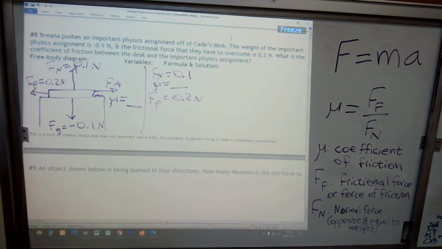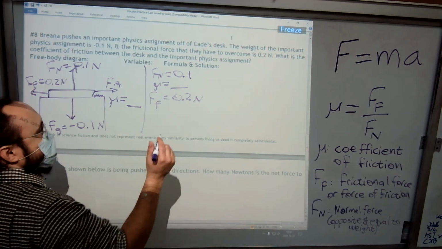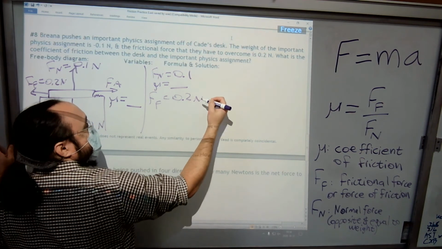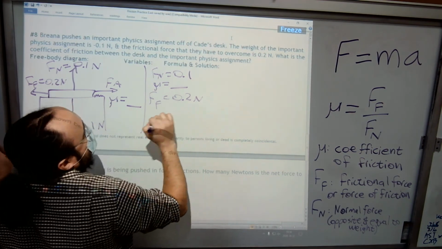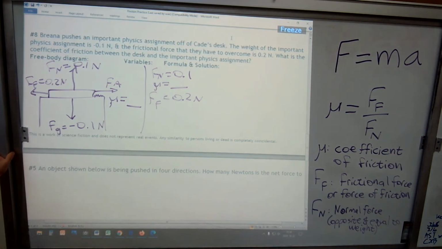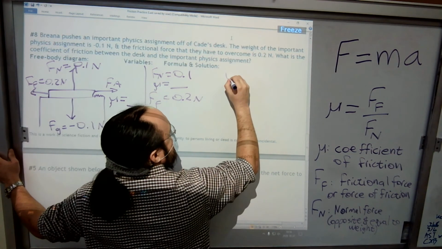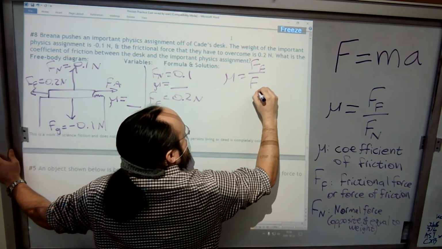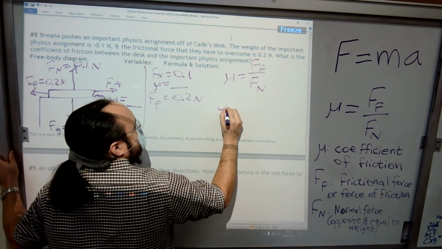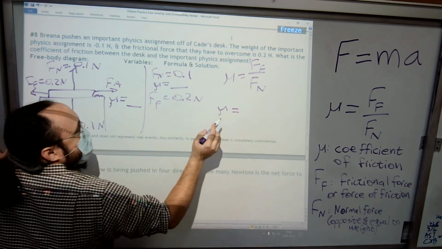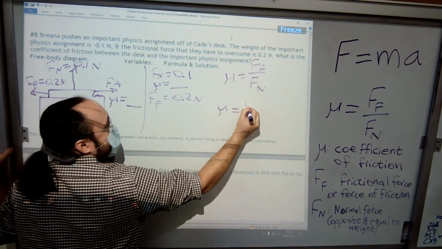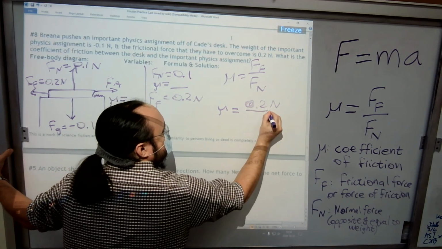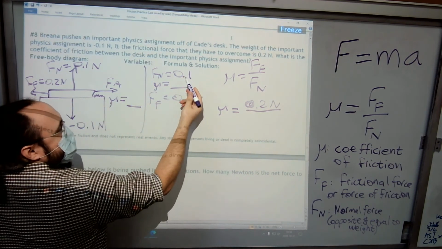Excuse me. So, I can totally solve for mu. I got Fn and Ff. So, I'm going to write my formula. Oh, this is going to be really easy. I've got frictional force is 0.2. Is that really a zero though? And I've got normal force is 0.1.